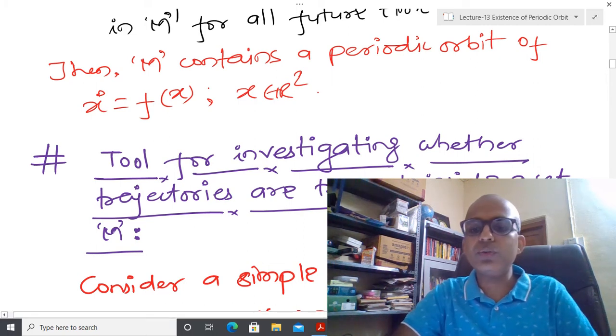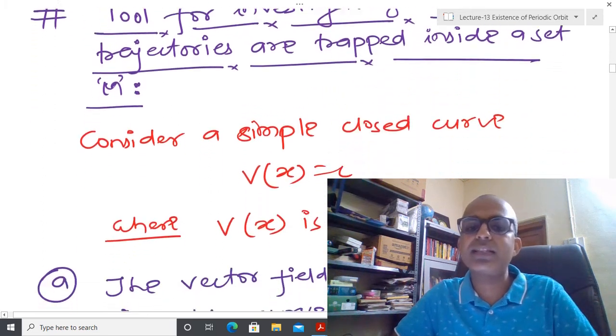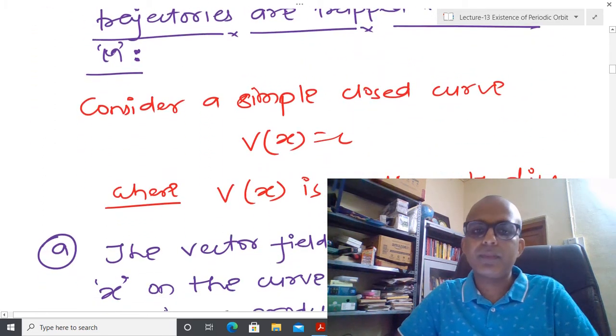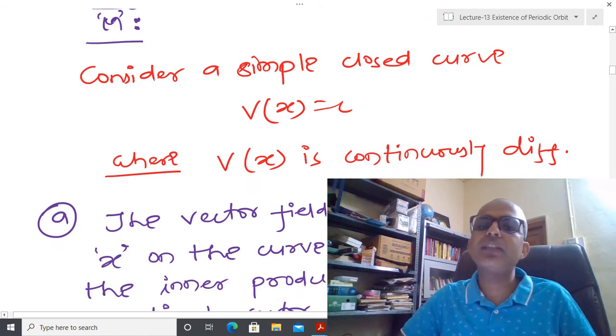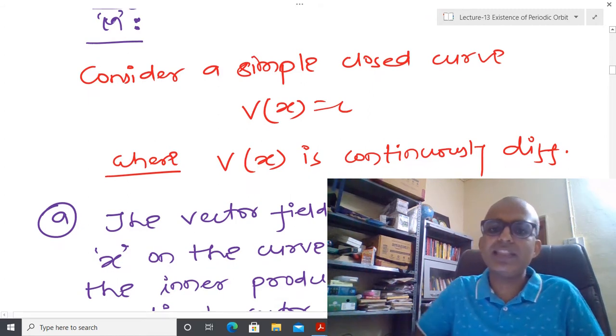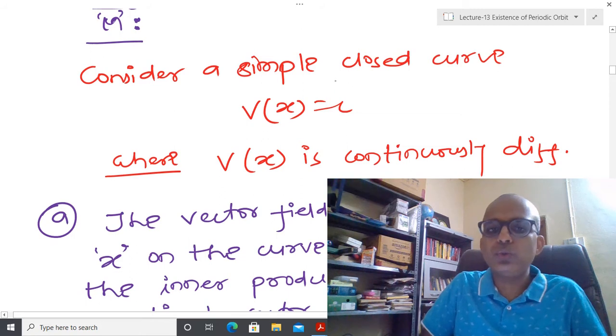Okay, so due to that reason I have to develop something, or I have to understand something, and I have to relate whatever things I have stated in the theorem with some kind of mathematical formulation. So let us see what I am going to do. I am going to first construct some kind of closed curve. And how to construct a closed curve?